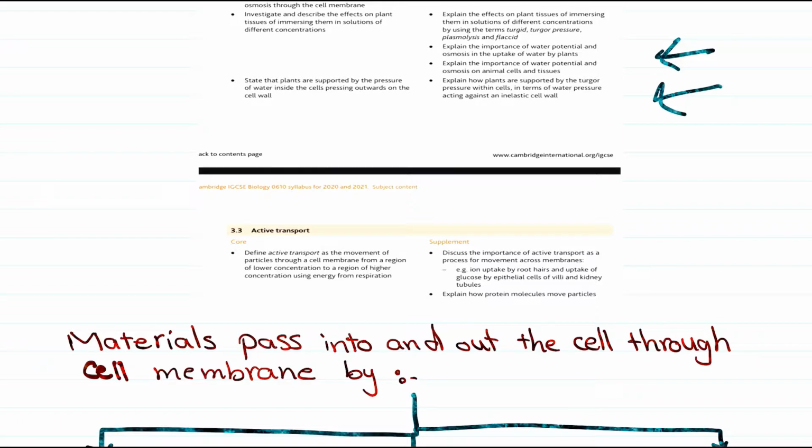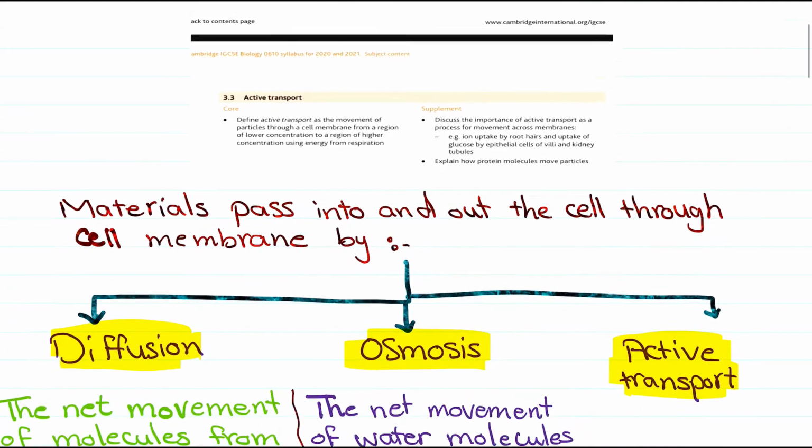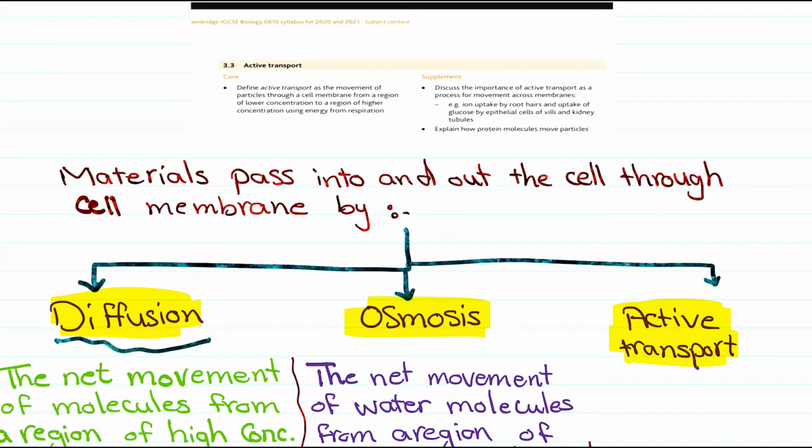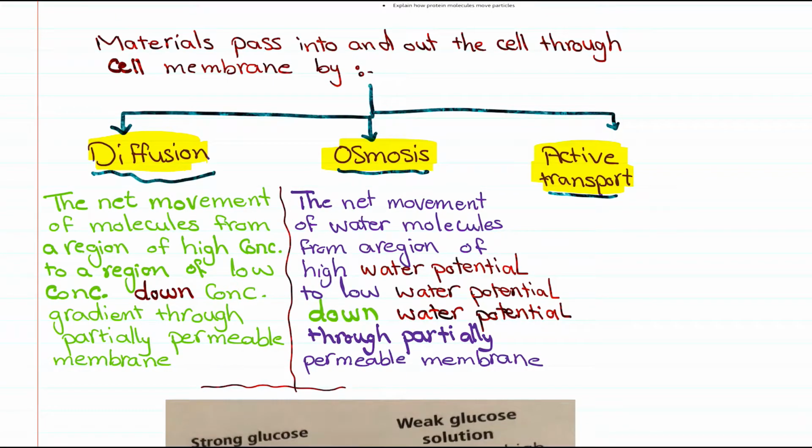Firstly, material passes into and out of the cell through the cell membrane by one of the following processes: diffusion, osmosis, active transport or active uptake. There is a relation between diffusion and osmosis, so we'll take the two definitions together to check the difference between them.